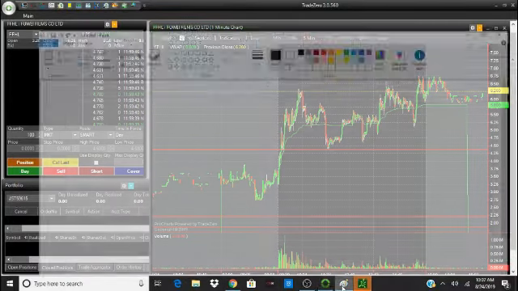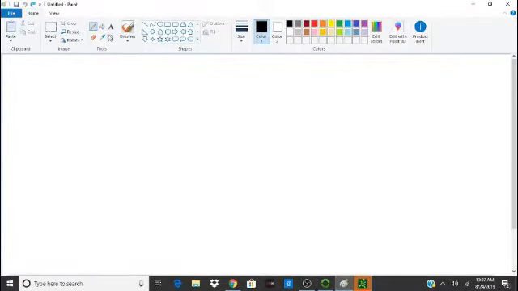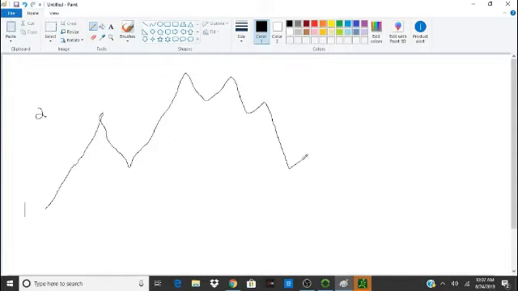But let me try to draw this down on paint real quick. I'm going to apologize beforehand because I'm no Picasso or anything like that, but just so you can get a rough understanding. So we're coming up. We'll say this is $1, and up here is $2. So we're coming up, hit $2. We have a pullback to roughly the halfway point, $1.50. Rip up, does a double top, comes back down, bounces, and then it tanks.